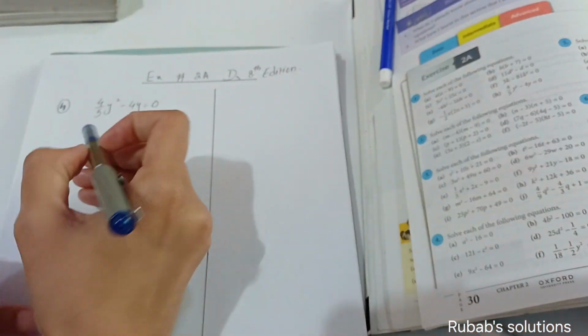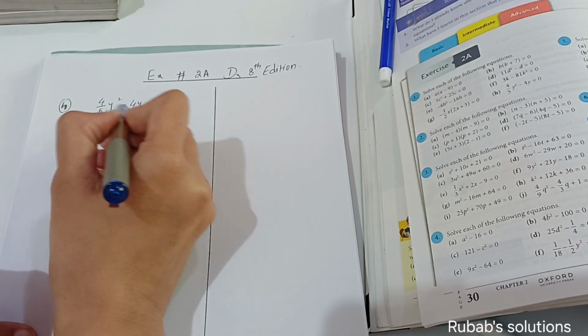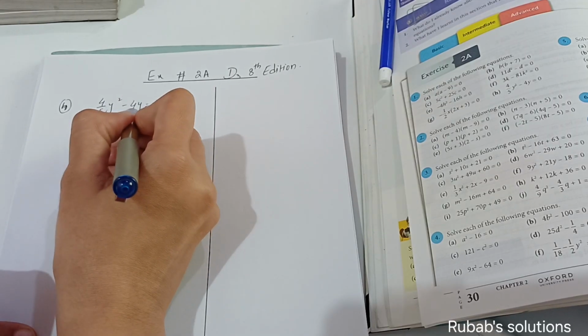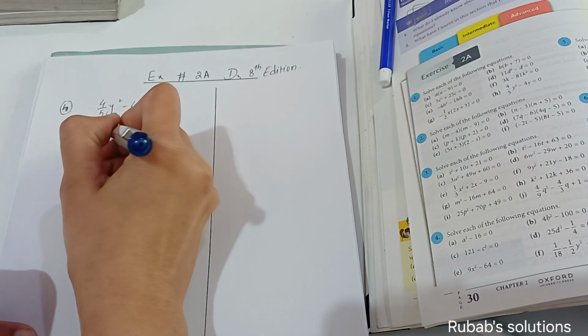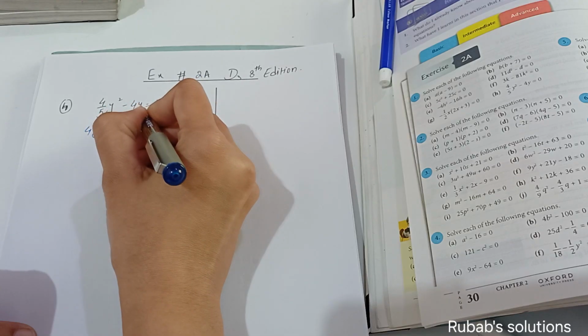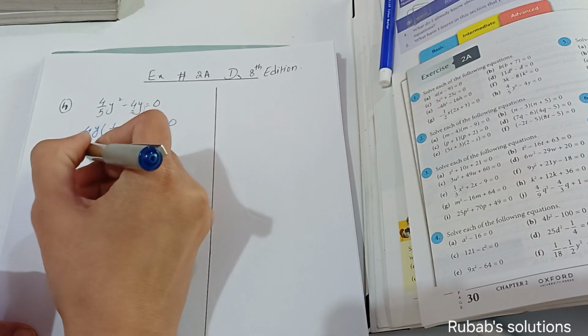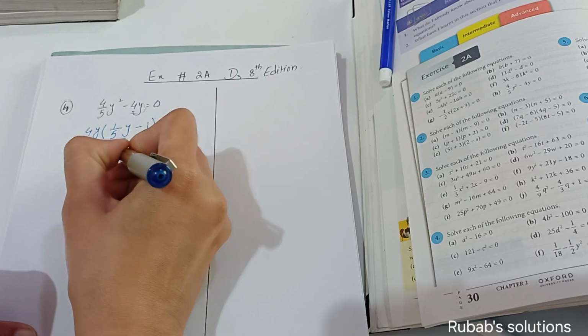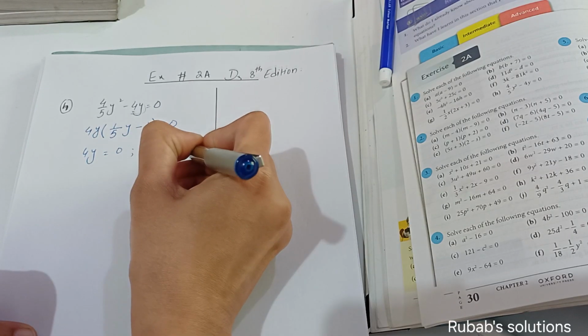Okay, the next part is 4 by 5y square minus 4y. So can I take 4 common from the numerator, because this is 4 and over here it is also 4? So 4y we will take common. From here it will be 1 by 5y minus 1, because I have taken this 4y completely out, is equal to 0. So either 4y equal to 0 or 1 by 5y minus 1 equal to 0.